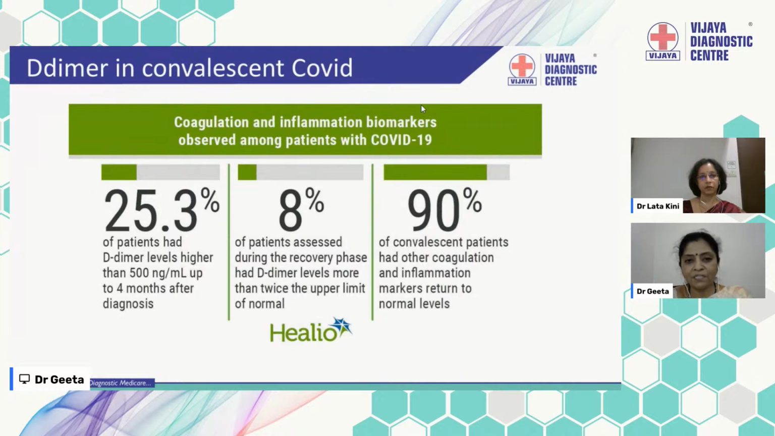So when will the D-dimers come back to normalcy? Some of the studies have shown that 25.3% of the patients had D-dimer values higher than 500 nanogram per ml, which is taken as the normal limit, up to 4 months after diagnosis. So it is not immediately after the infection has come down, but it has taken about 4 months to come back to normalcy. 8% of patients that were assessed during the recovery phase had D-dimer levels more than twice the upper limit of normal. 90% of convalescent patients had other coagulation and inflammation markers return to normal levels.